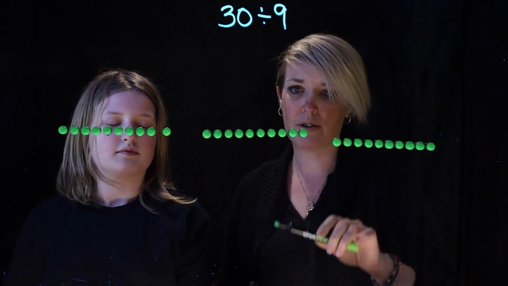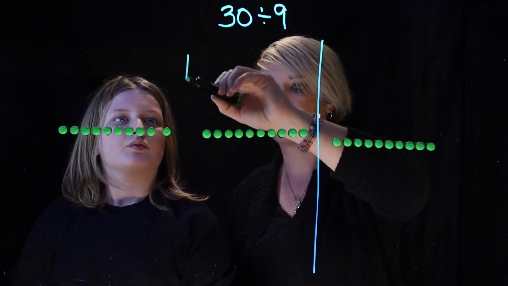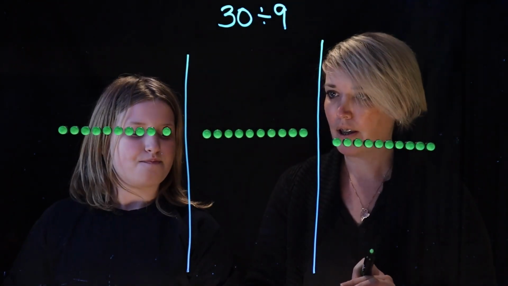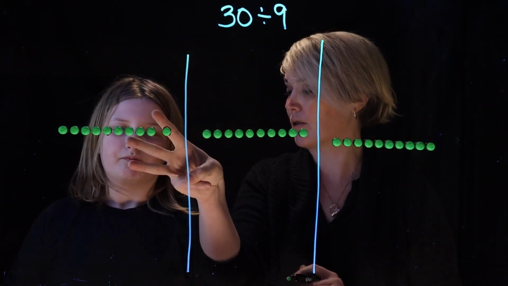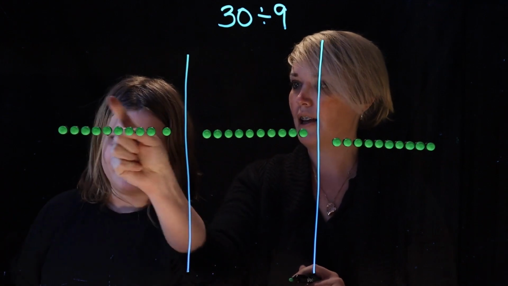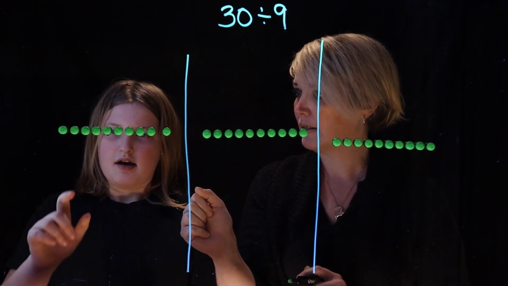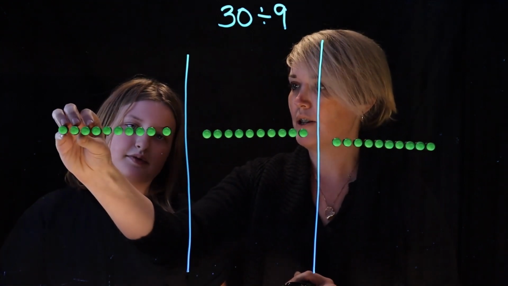Okay, I'm going to just put some lines here so that people can see our 3 equal groups. Okay, let's just ignore these two for right now because we're going to have to split this into 3 equal groups again. Okay. So we have 10. How many are we going to put in each group? I want to put 3 in each group. Yeah, because 3 times 3 is 9.